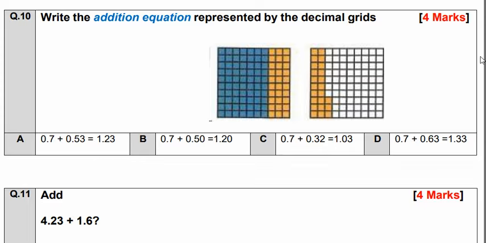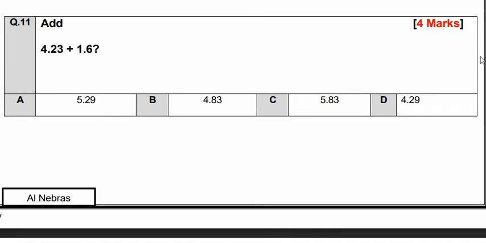Next, again this is an addition question, so I think we have discussed it. Pause the video and try to answer. Okay, A, B, C or D. Okay, so did you answer? Great.